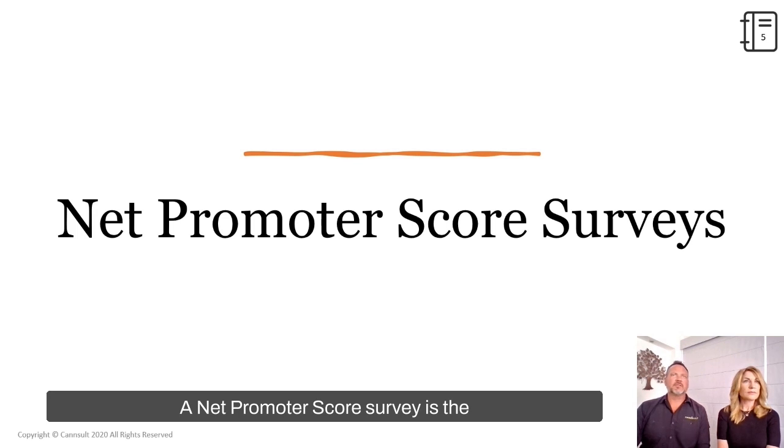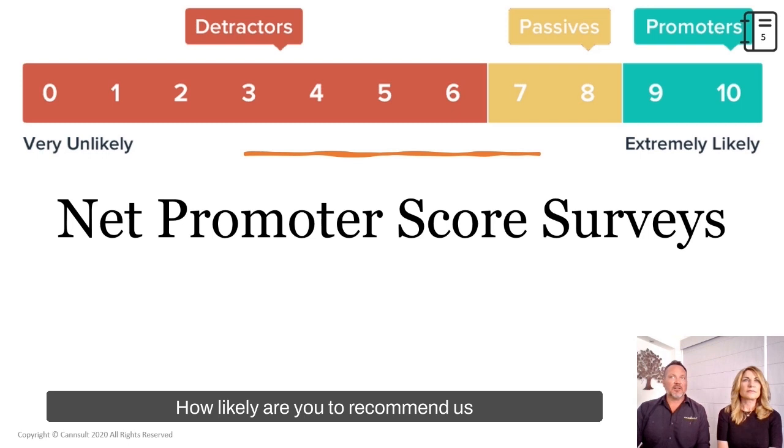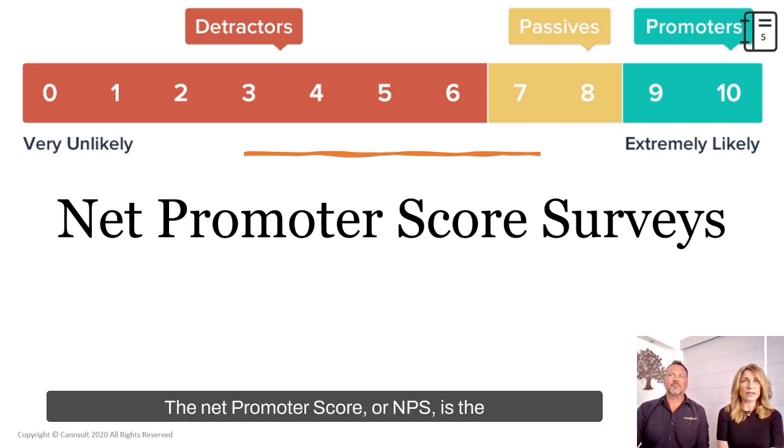A Net Promoter Score survey is the simplest question you can ask your customer. How likely are you to recommend us to a friend or a colleague? It is basically a method to measure your customer's sentiment about your product. People who rate you a 0 through 6 are known as detractors. Those who rate you a 7 or 8 are known as passives, and those who give you a 9 or a 10 are known as promoters. The Net Promoter Score, or NPS, is the percent of promoters minus the percent of detractors.